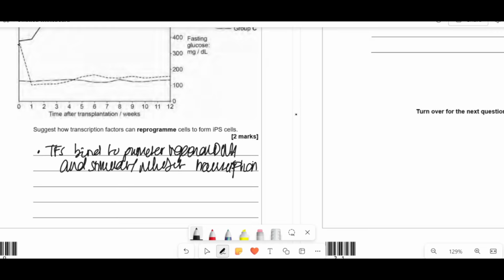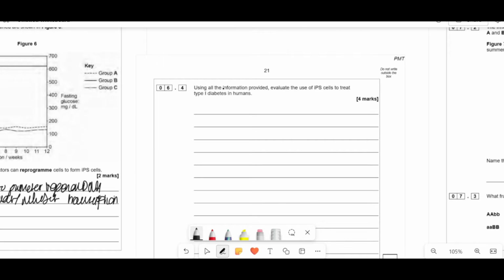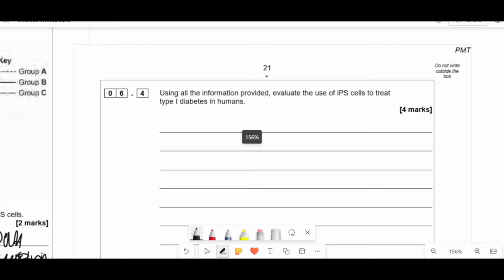That's the whole point of this topic. So this whole topic is how we can screw around with that and either make them transcribe more or less. So now it says, using all the information provided, evaluate the use of IPS cells to treat type 1 diabetes in humans. So again, the conclusion almost that you could say is IPS can treat type 1 diabetes in humans.